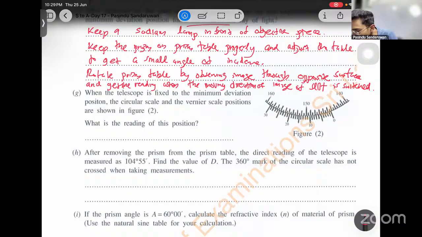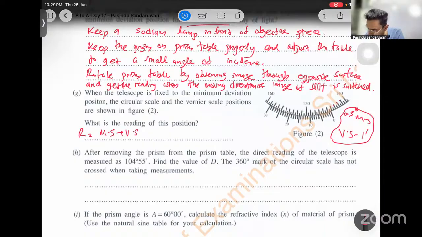Now we know the main scale of the spectrometer is in 0.5 degrees, and the vernier scale is in minutes. Before vernier 0, we count 140, 141, 142, 143, 144 completed. So the final reading is the reading of the main scale plus the reading of the vernier scale.